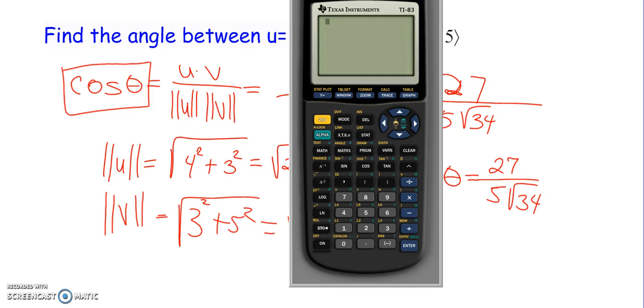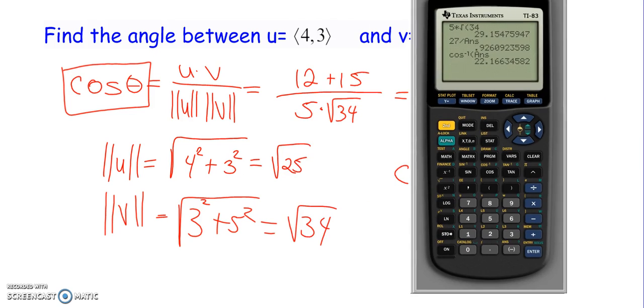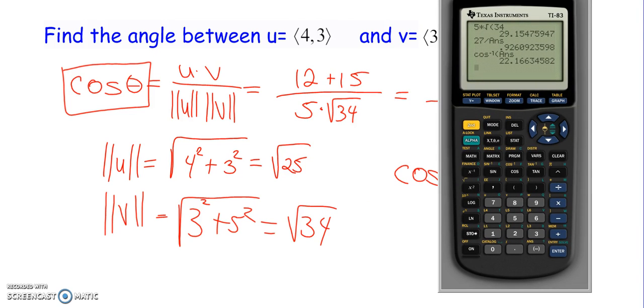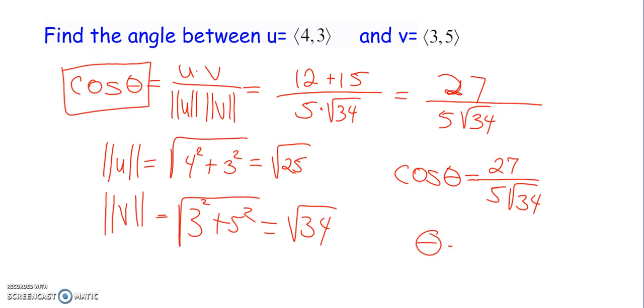Well, you have a couple different ways to do this. 5 times the square root of 34 is a good start. 27 divided by that number that I just got. Good, and this is where I want to take my cosine inverse. Cosine inverse of that answer. I'm in degree mode, so my answer is coming out here in degrees. That angle has 21.17 degrees between u and v. 22.17. So we could say theta equals 22.17.